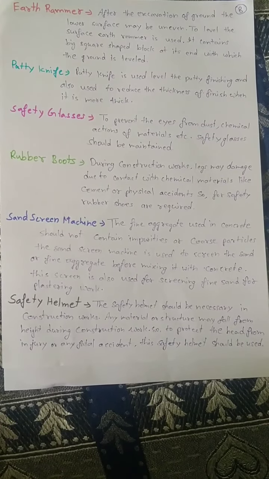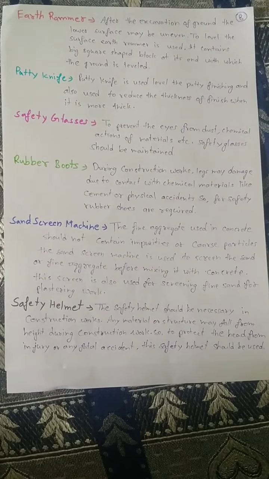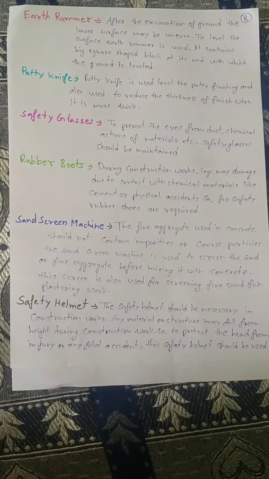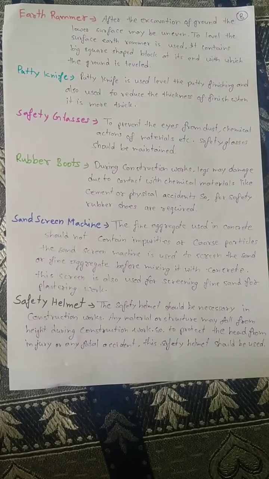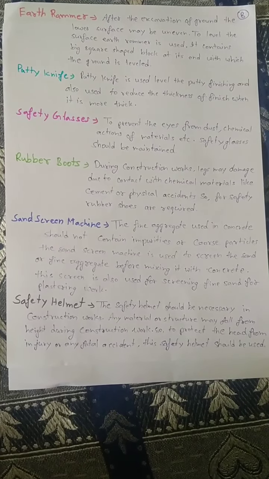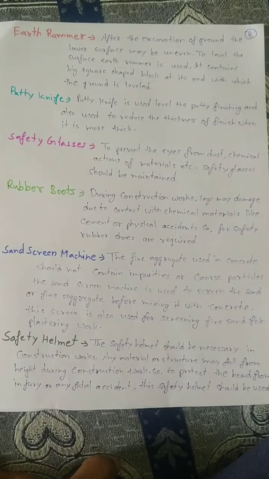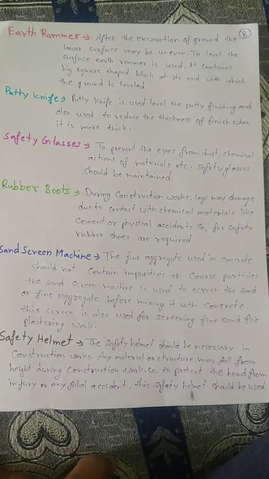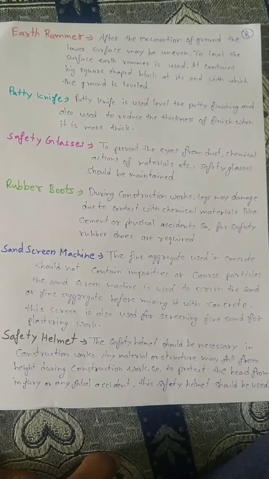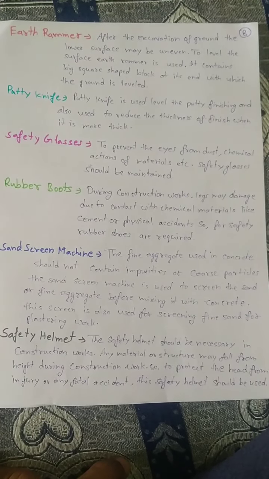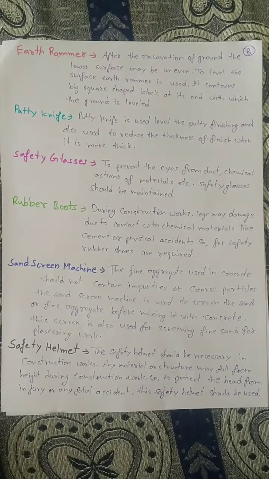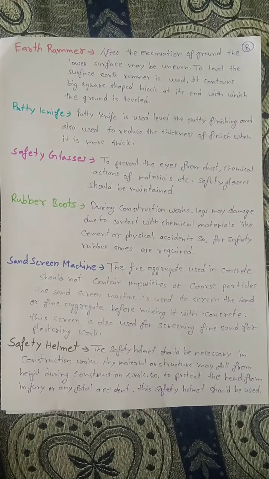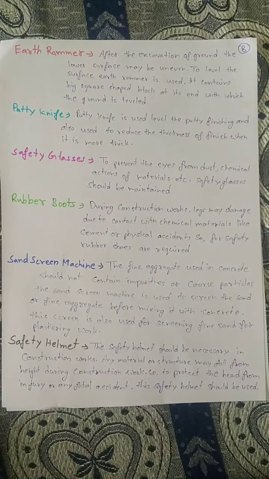Sand screen machine. The fine aggregate used in concrete should not contain impurities or coarse particles. The sand screen machine is used to screen the sand or fine aggregate before mixing it with concrete. This screen is also used for screening fine sand for plastering work.